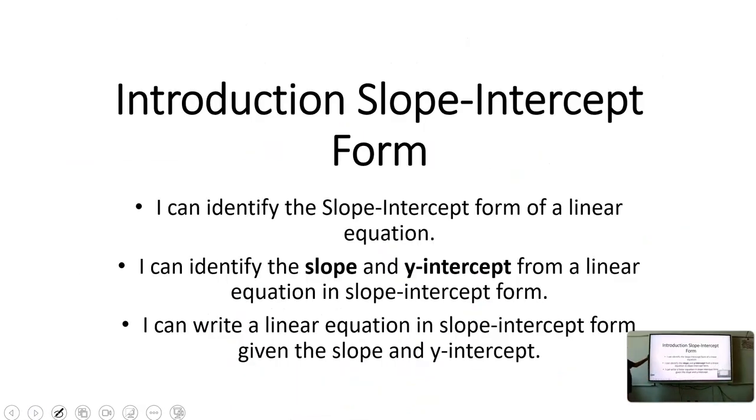Okay, so let's take a look at our three goals. I can identify the slope-intercept form of a linear equation, which is just y equals mx plus b. I can identify the slope, which is in the m position, and the y-intercept, which is in the b position. And then if I know what m and b are, I can go backwards and put it in the equation in slope-intercept form. Those are our three goals.